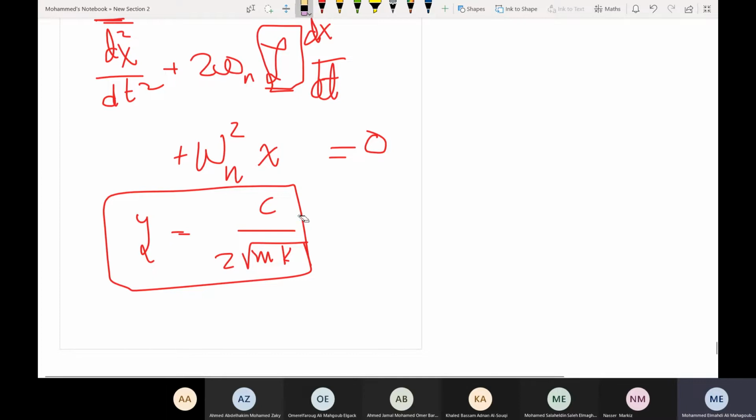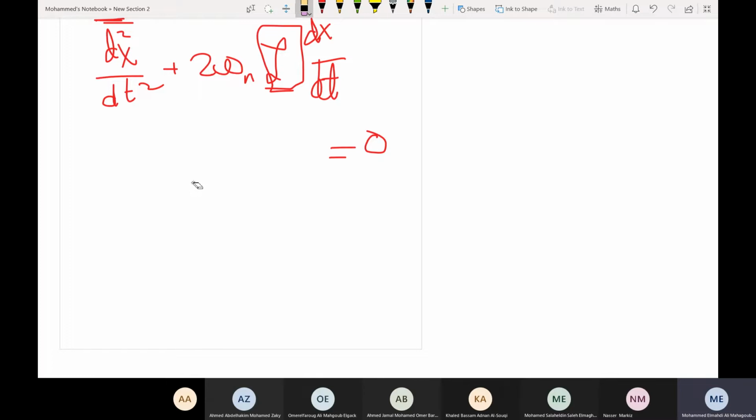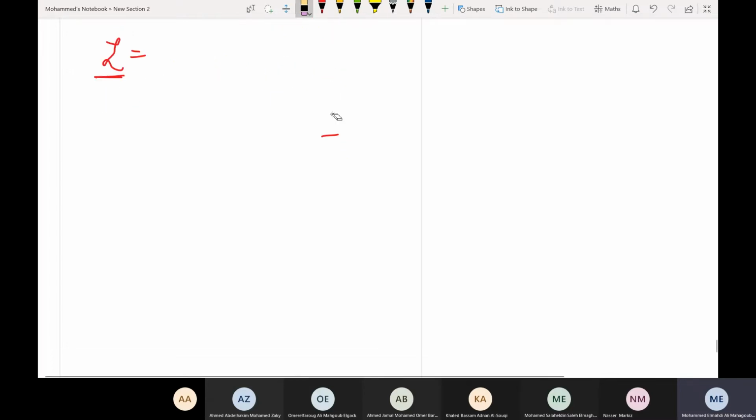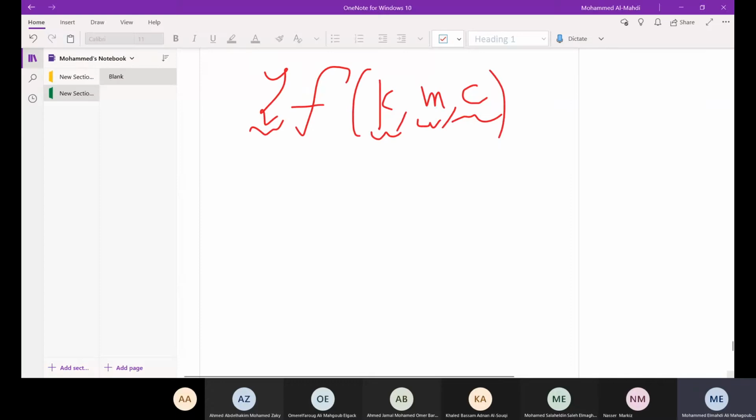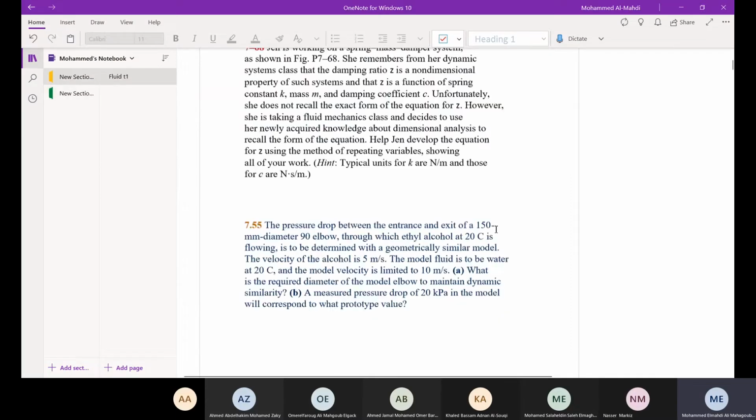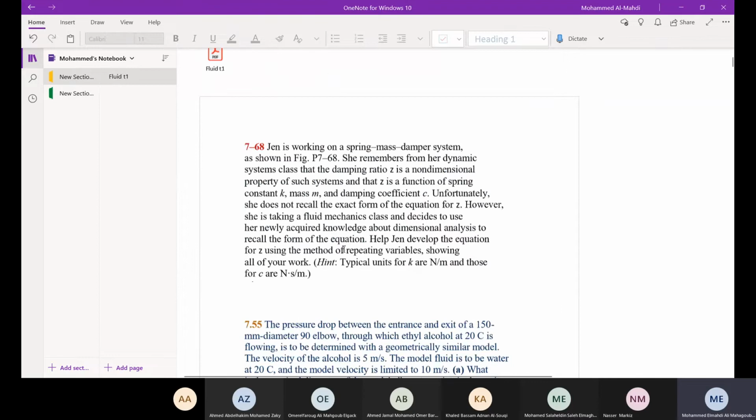So they tell us in the question that the damping ratio is a function of C, M and K. Let's write it in this form: the damping ratio zeta is a function of K, M, C. So we have four parameters in our equation: the damping ratio, K, M, and C. She remembers the constant K, the mass M and the damping coefficient C.